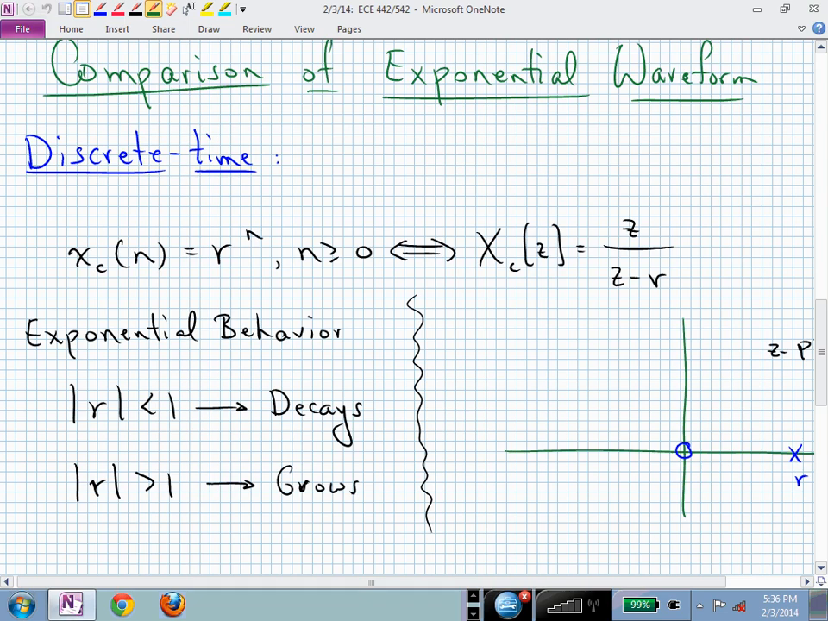Meaning this R could be 0.5, it could be 5. This is still okay, Z over Z minus 1/2, or Z over Z minus 5. It's just the region of convergence is different.